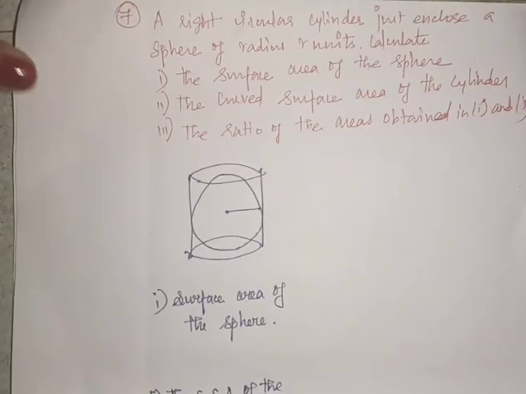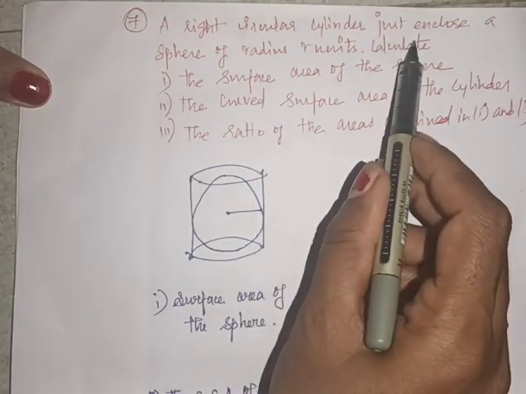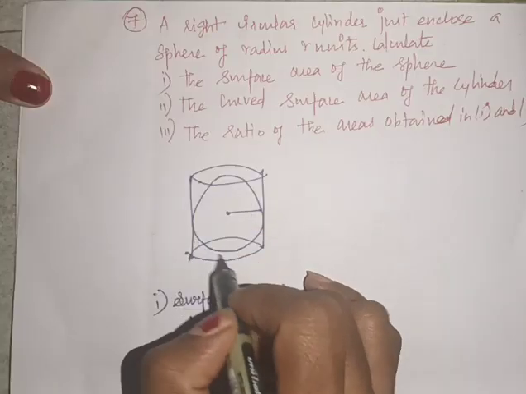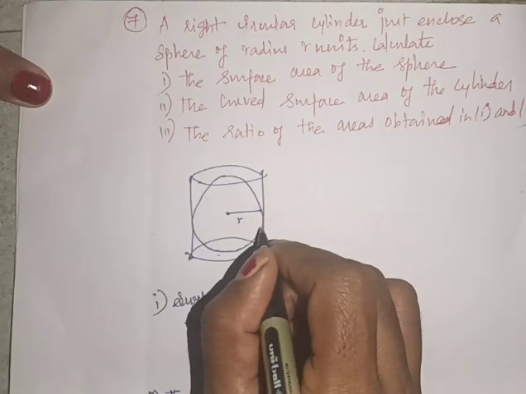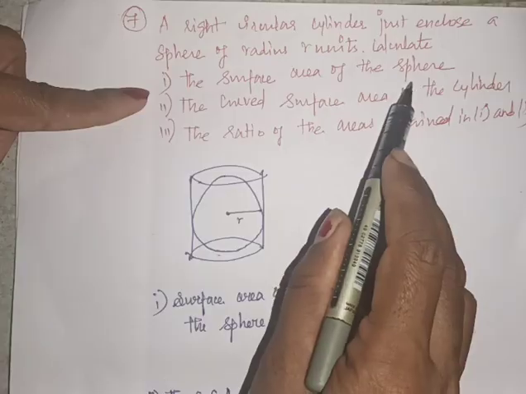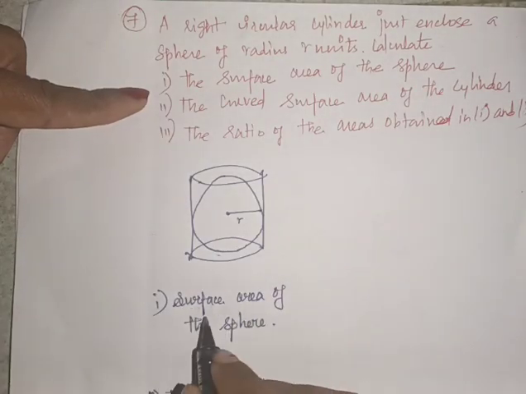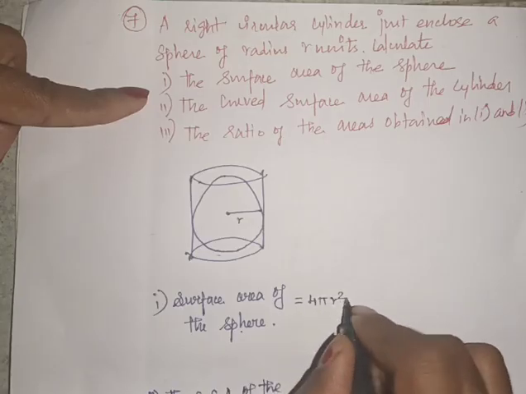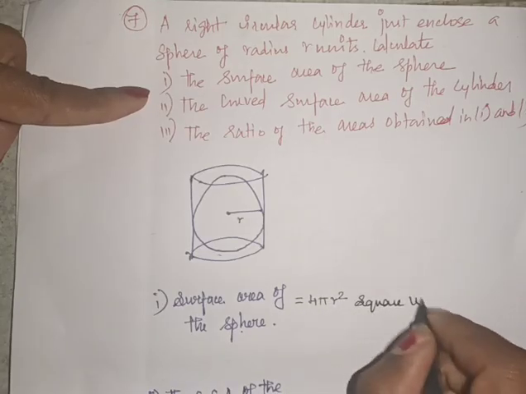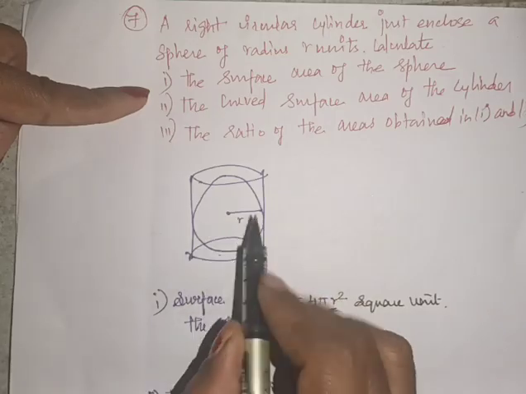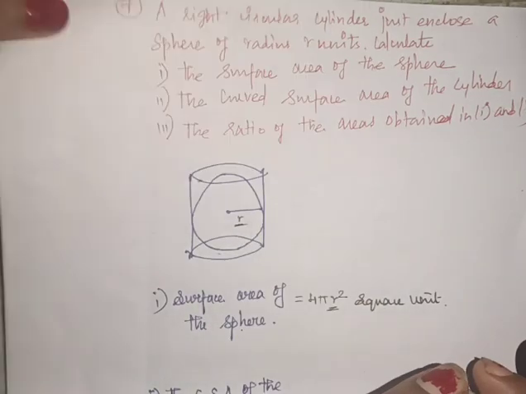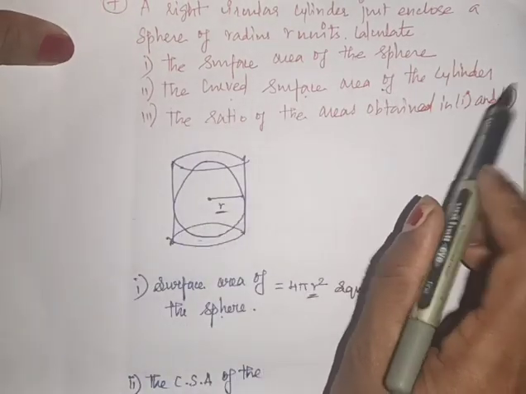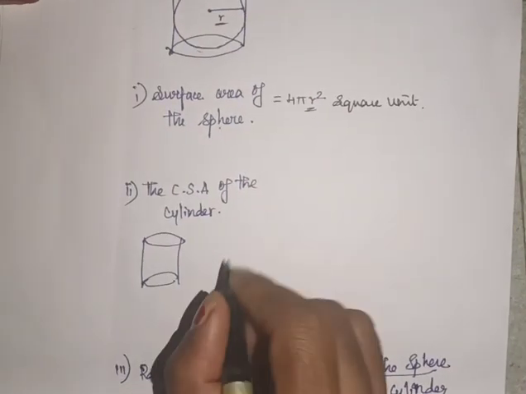Next problem. A right circular cylinder encloses a sphere of radius r units. Calculate the total surface area of the sphere. First one, you have to find the surface area of the sphere. Formula is 4 pi r squared square units, because the radius is given in terms of r units. Next, second one, we have to find the curved surface area of the cylinder.